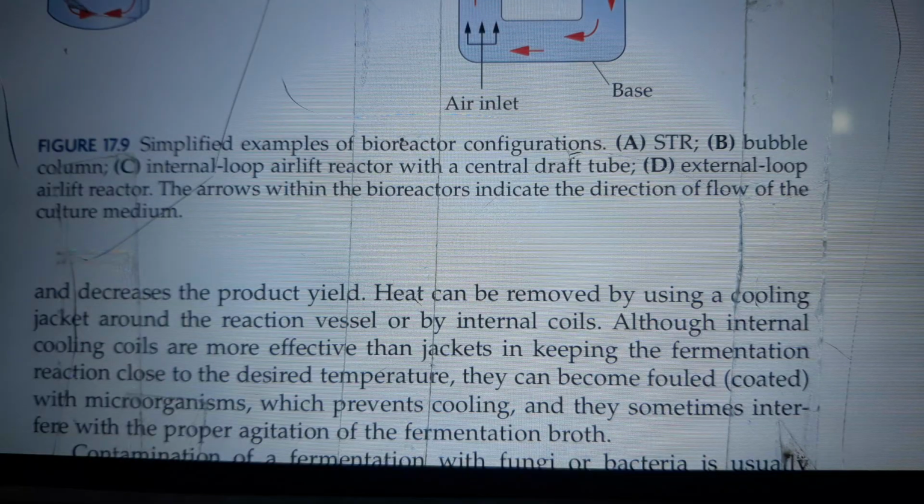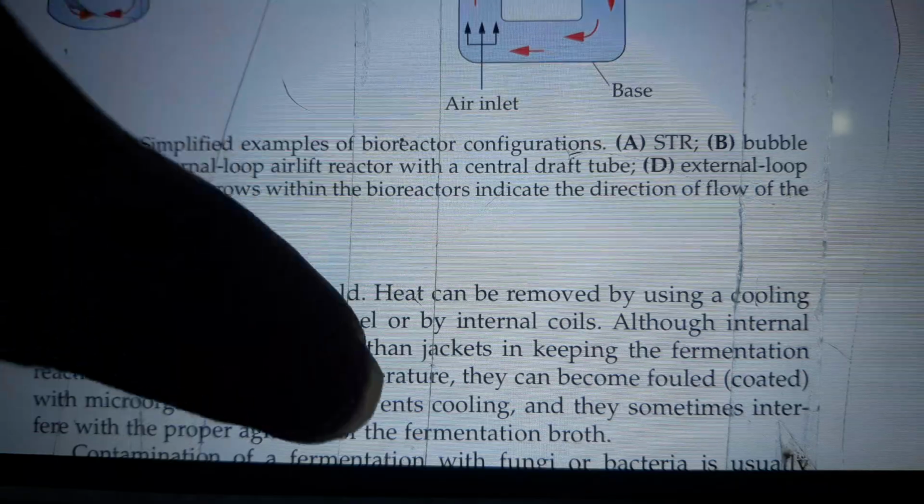This figure shows simplified examples of bioreactor configurations: A. Stirred tank reactor, B. Bubble column, C. Internal loop airlift reactor with a central draft tube, D. External loop airlift reactor. The arrows within the bioreactors indicate the direction of flow of the culture medium.